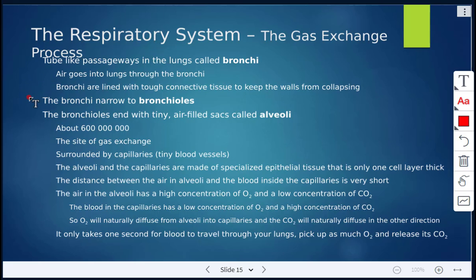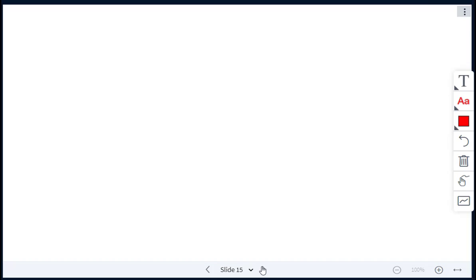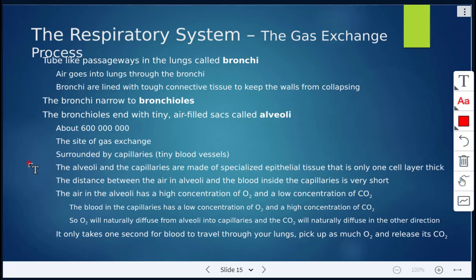Then they narrow into smaller tubes called bronchioles. So I'm just going to go back to that figure again. Within here, we'll see these branch-like structures, and those are called bronchioles. All right, so those bronchioles, there's many of them, and they end with tiny air-filled sacs called alveoli. There's about 600 million of them, and this is the site of gas exchange.